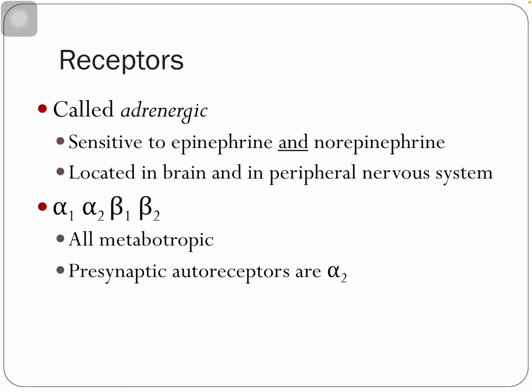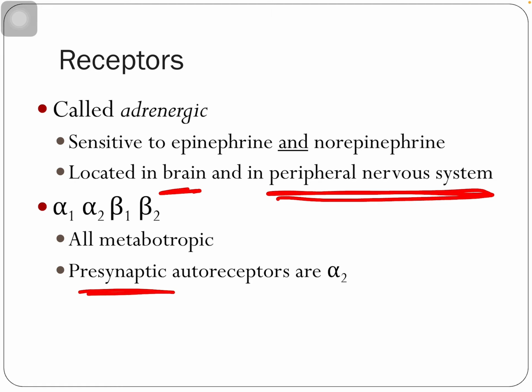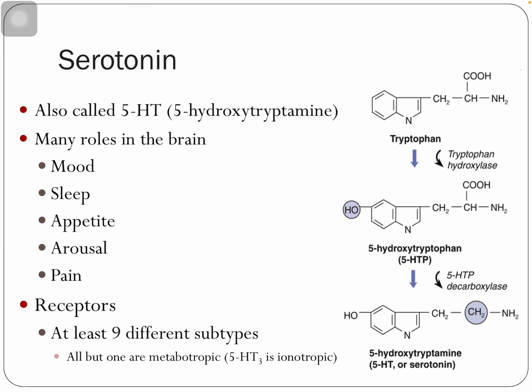Receptors for epinephrine and norepinephrine are called adrenergic receptor types. They're located both in the brain and the peripheral nervous system, because remember, the peripheral nervous system is important for the autonomic nervous system. There are 4 major types, 2 alphas and 2 betas. All of these are metabotropic, and there are presynaptic and postsynaptic types. The presynaptic autoreceptors are the alpha 2 receptor types.